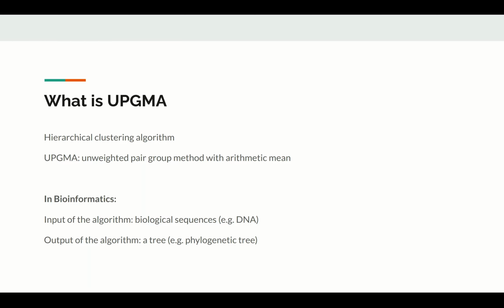In bioinformatics, where we deal with biological sequences, for instance DNA, the input would be DNA sequences, or more accurately the distance of DNA sequences, and the output would be a tree, namely a phylogenetic tree. This phylogenetic tree shows the relationship between these DNA sequences, for instance organisms, and shows us how close or far these different organisms are.